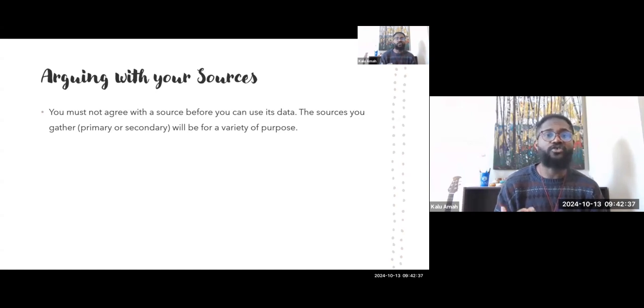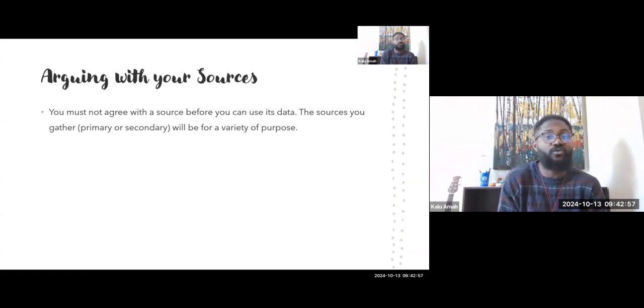Then how can you argue this claim? How can you flesh it out in your body paragraph? How can you sound more convincing? And sounding more convincing, trying to argue your point, trying to convince your readers, involves using your sources. So how can you argue with your sources? You must not agree with a source before you can use its data.